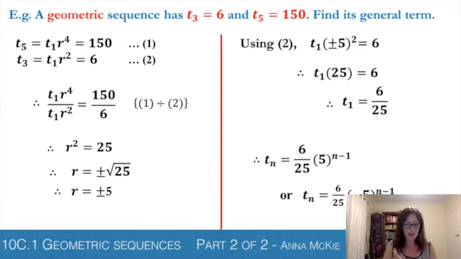It is worth noting here that you need to write this in two ways because you had two r values. This is exactly the same formula but with r as positive 5 and one with r as negative 5.